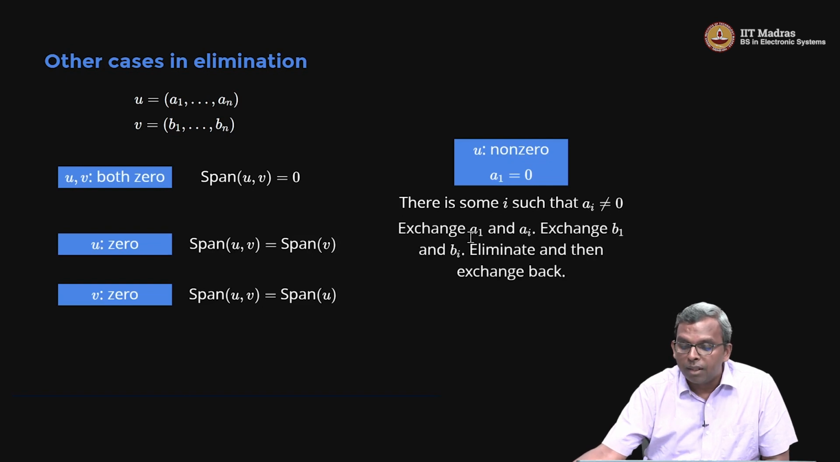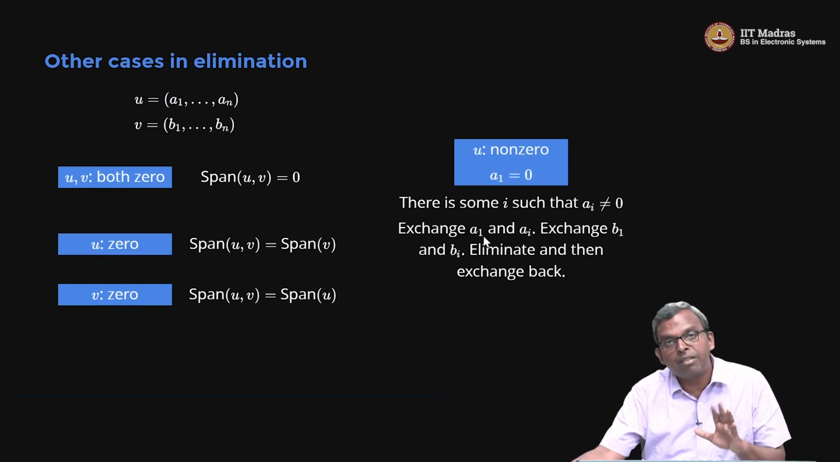So what do I do then? I start by exchanging A1 AI and B1 BI. Okay, so that's what I do. Once I find the AI such that AI is not 0, I will exchange A1 AI and B1 BI. Okay, I modify my U and V by this exchange, and then I will eliminate with that.